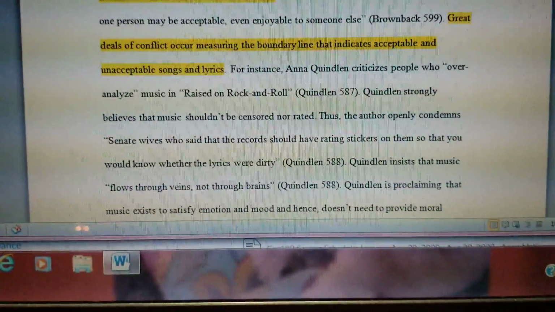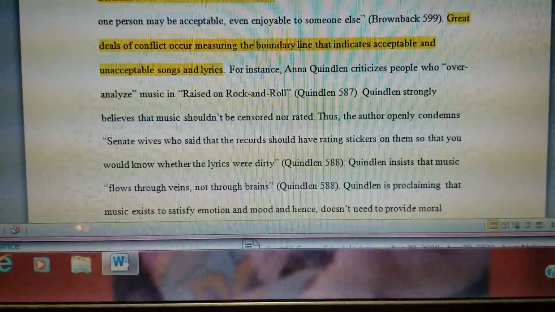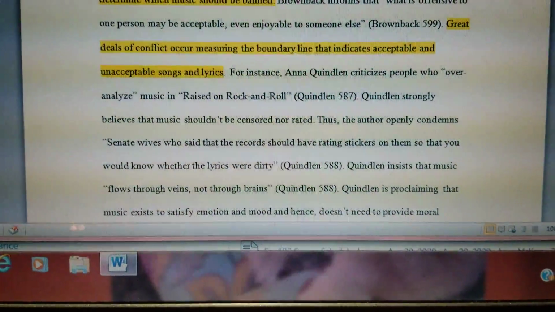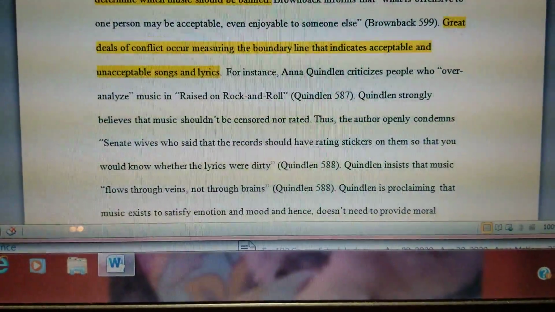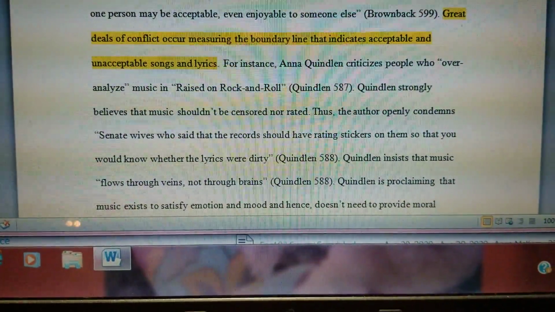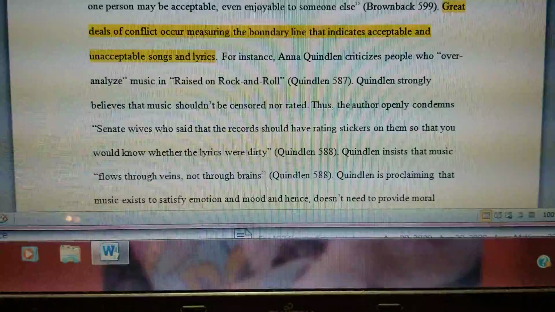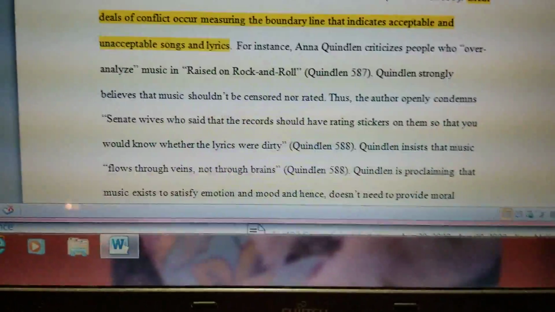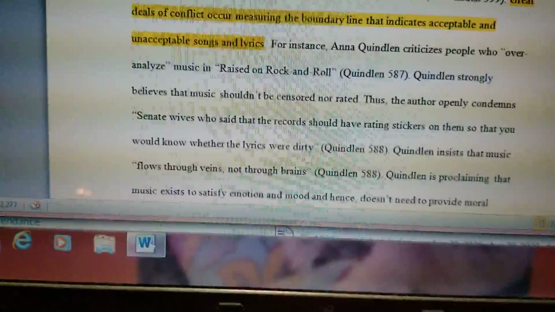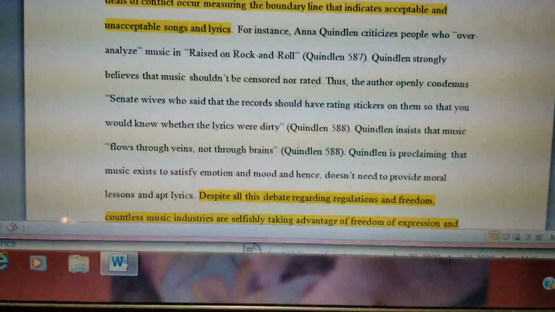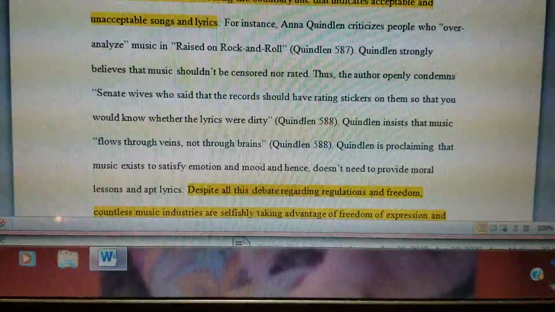Her article is an opinion piece, is pure emotional appeal. It's not a primary source like Brownback and Gore is, but it is very strong emotional appeal, where Quindlen strongly believes that music should not be censored or rated. She condemns that. She even condemns labels as a form of overregulation.